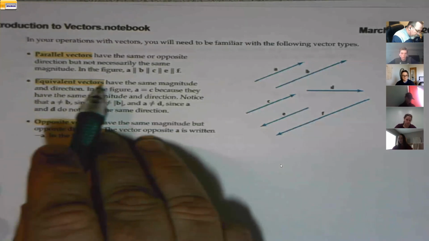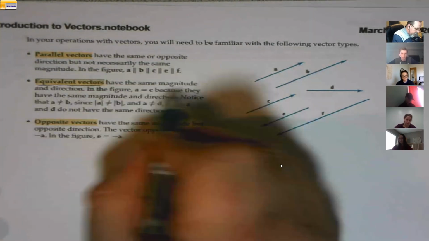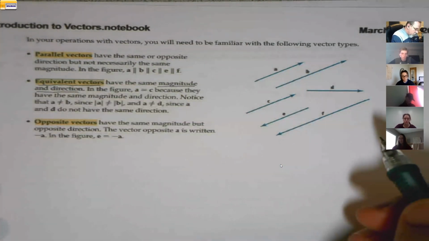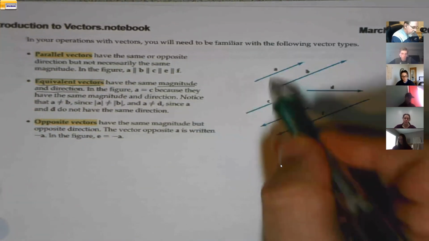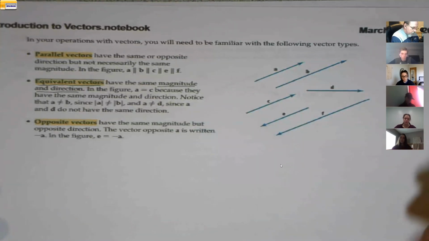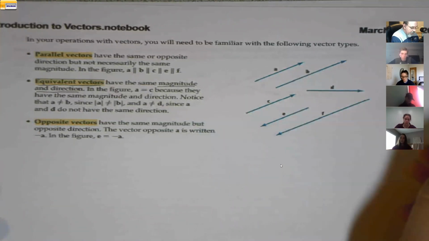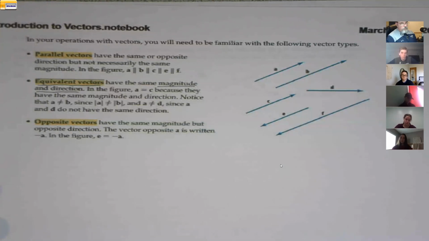Equivalent vectors have the same magnitude and direction. So in order to be equivalent, they have to have the same magnitude and direction. So let's see, A and C. A and C are equivalent vectors because they're going the same direction with the same magnitude. A and B are not. One's longer. And A and F are not equivalent, and A and E are not equivalent. They're going in opposite directions.